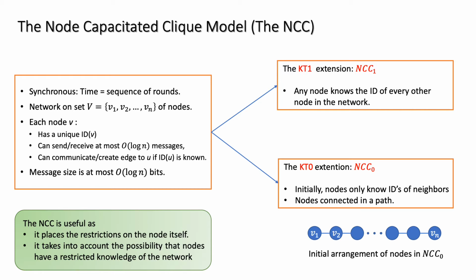Our deviation from the standard congested clique model is in the interest of being useful in the peer-to-peer context. Realistically, the number of messages each machine has the capacity to send and receive simultaneously should be limited. Additionally, the NCC0 variant we introduce allows us to take into account cases where nodes have partial knowledge of the network.